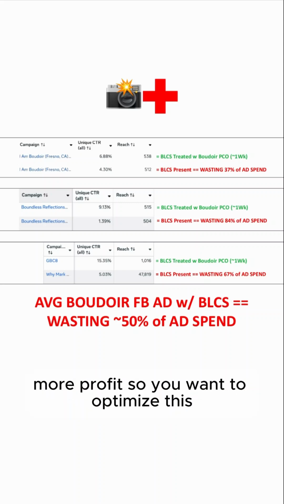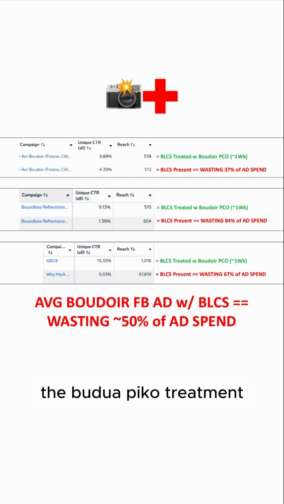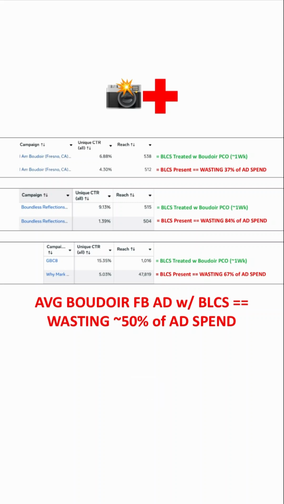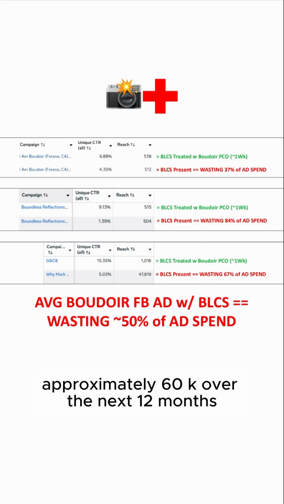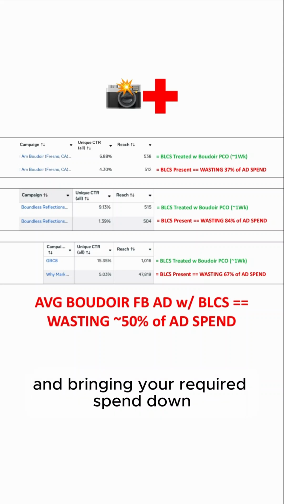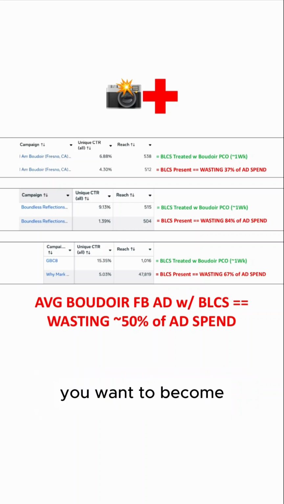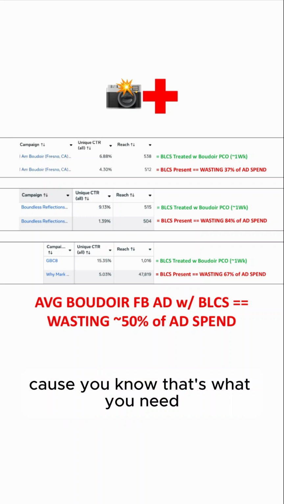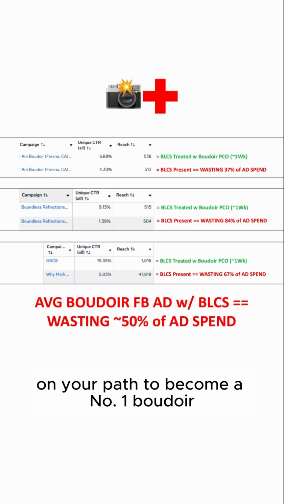So you want to optimize this, and you're seeing what the Boudoir Pico treatment has done for others, and you see that on average it can save or eliminate approximately 50%, 5K a month put back in your pocket, approximately 60K over the next 12 months by eliminating the wasted spend and bringing your required spend down. And you want to achieve pre-click alignment so you can become a dominant Boudoir advertiser with Boudoir Brain Entry Boost, because that's what you need on your path to become the number one boudoir photographer in your city.